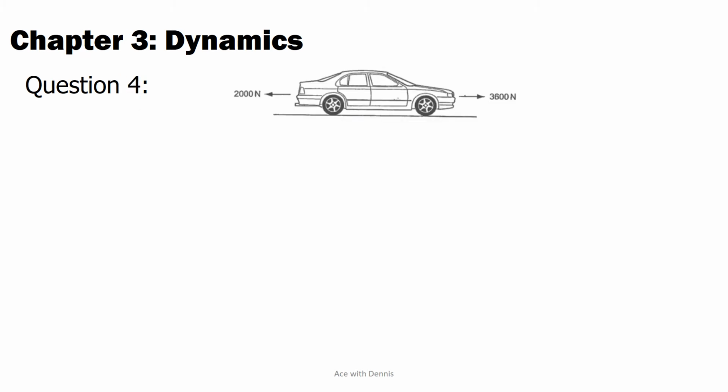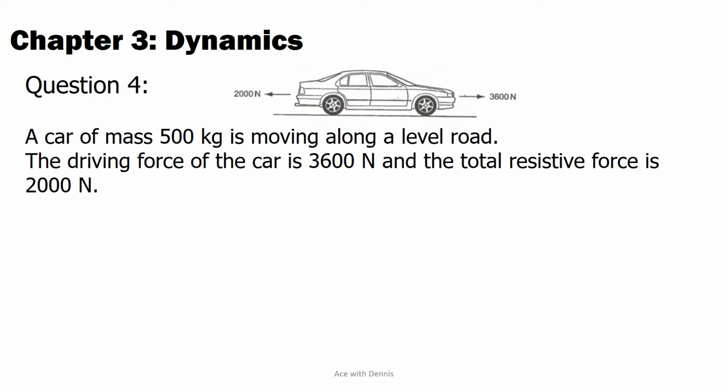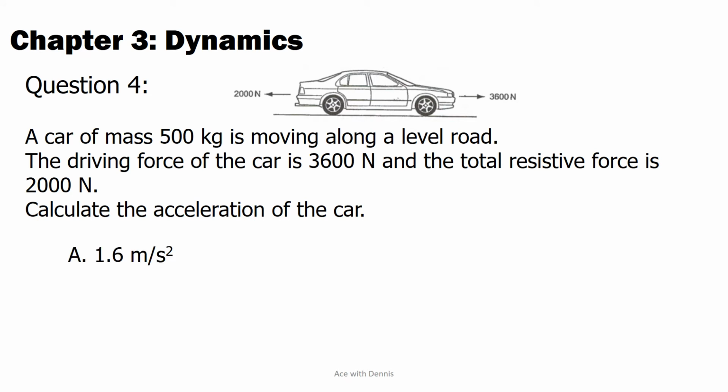Question 4. A car of mass 500 kilograms is moving along a level road. The driving force of the car is 3,600 newtons, and the total resistive force is 2,000 newtons. Calculate the acceleration of the car. A. 1.6 meters per second square. B. 3.2 meters per second square. C. 6.4 meters per second square. D. 4.0 meters per second square.